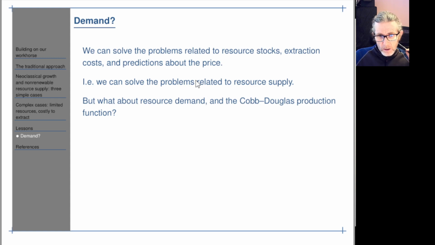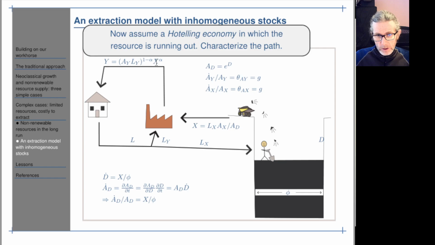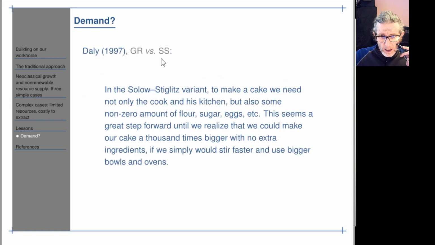Okay. So what does the model teach us? We can solve problems related to resource stocks, extraction costs, predictions about the price. But what about the resource demand and the Cobb-Douglas production function? So that production function I'm talking about is here, which determines how demand for this resource develops. And this is related to criticism of the DHSS model going way back by ecological economists like Daly in the Solow-Stiglitz variant. To make a cake, that's the final good, we need not only the cook and his kitchen, but also some non-zero amount of flour, sugar, eggs, etc. This seems like a great step forward until we realized we could make our cake 1,000 times bigger with no extra ingredients if we would stir faster and use bigger bowls and ovens.